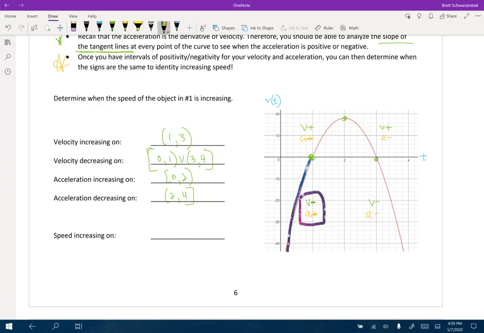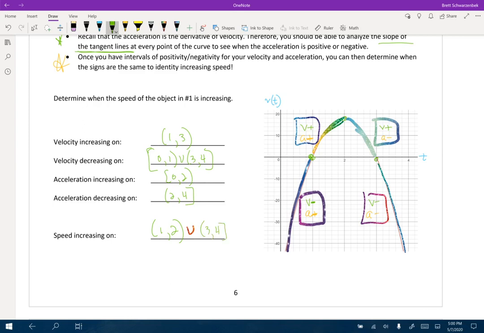What about from 1 to 2? It appears that the signs are the same, which means the speed is increasing from 1 to 2. What about from 2 to 3? The signs are different, which means the speed is decreasing. And then from 3 to 4, the signs are the same. Therefore, that is another interval in which the speed is increasing.